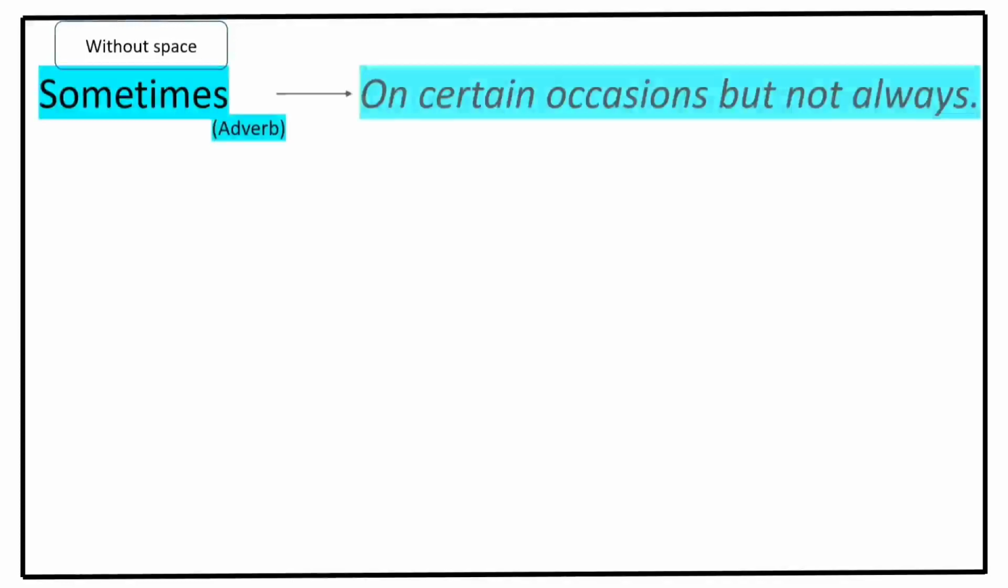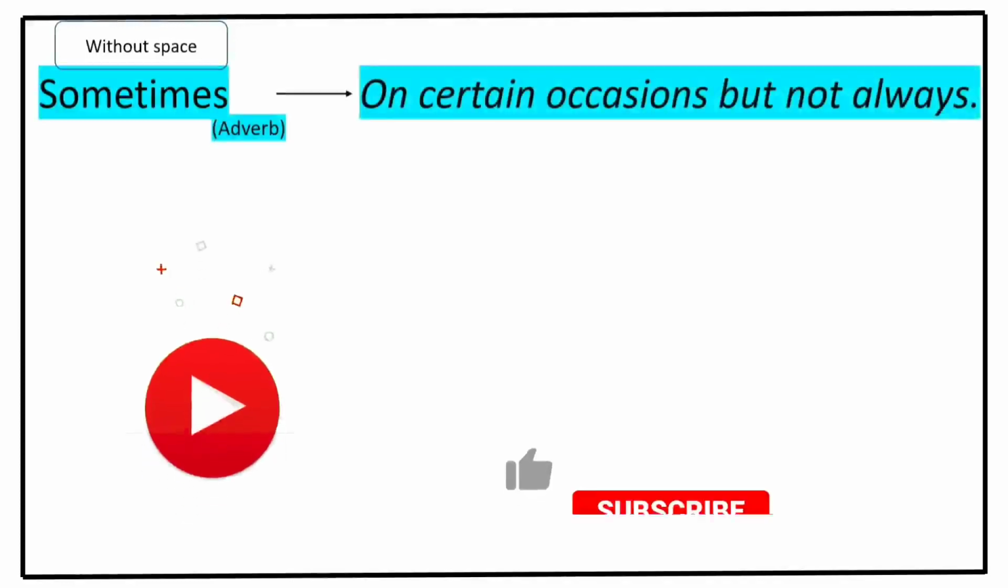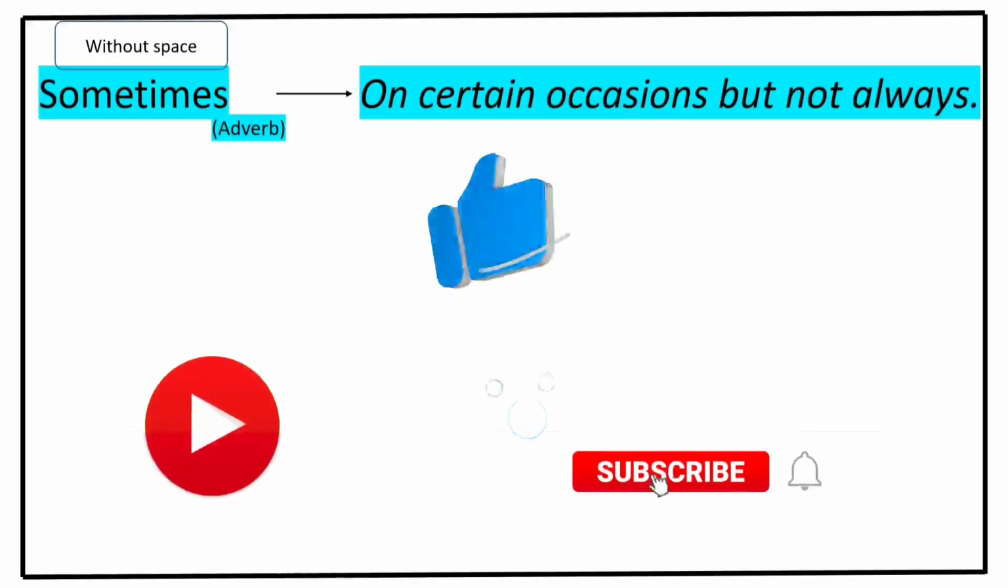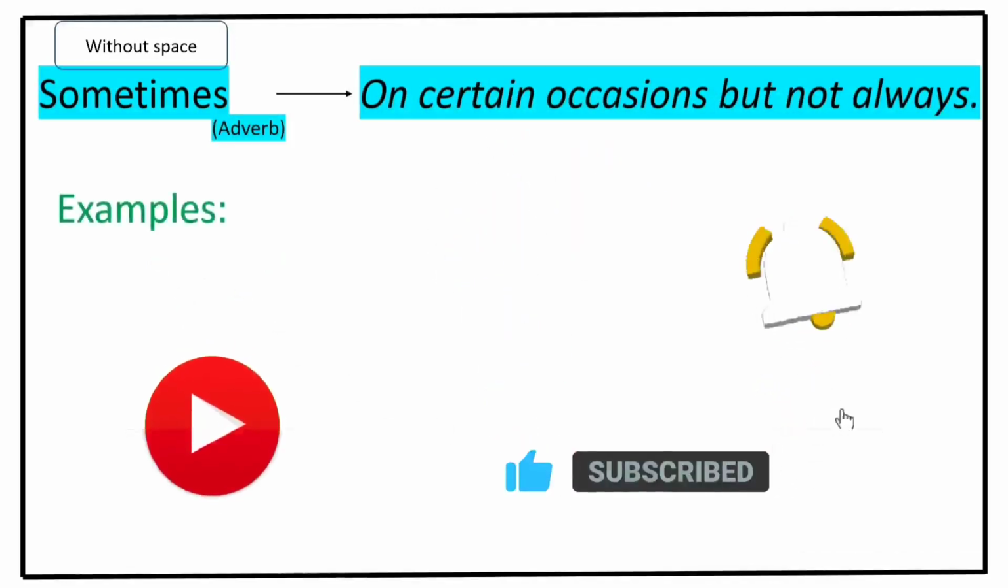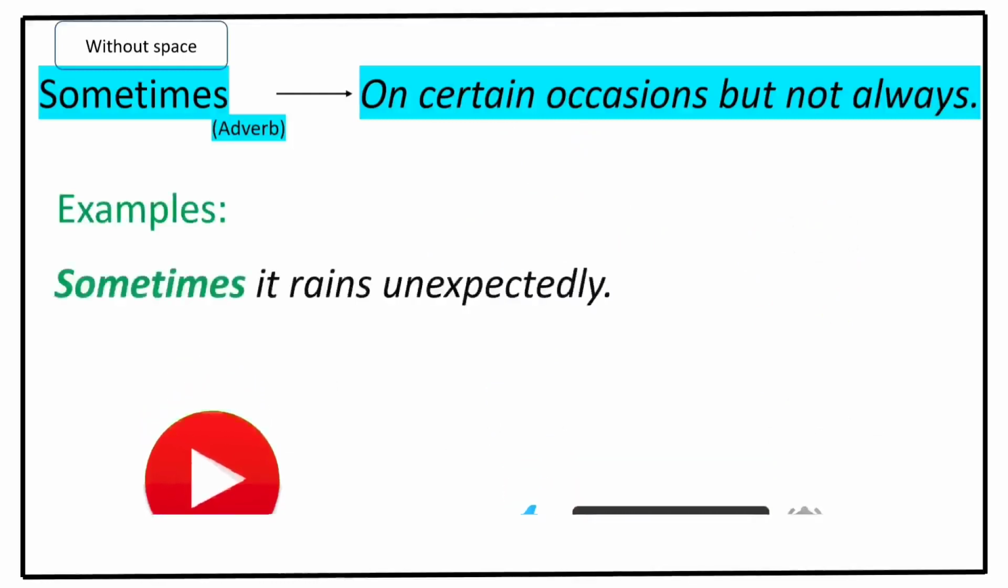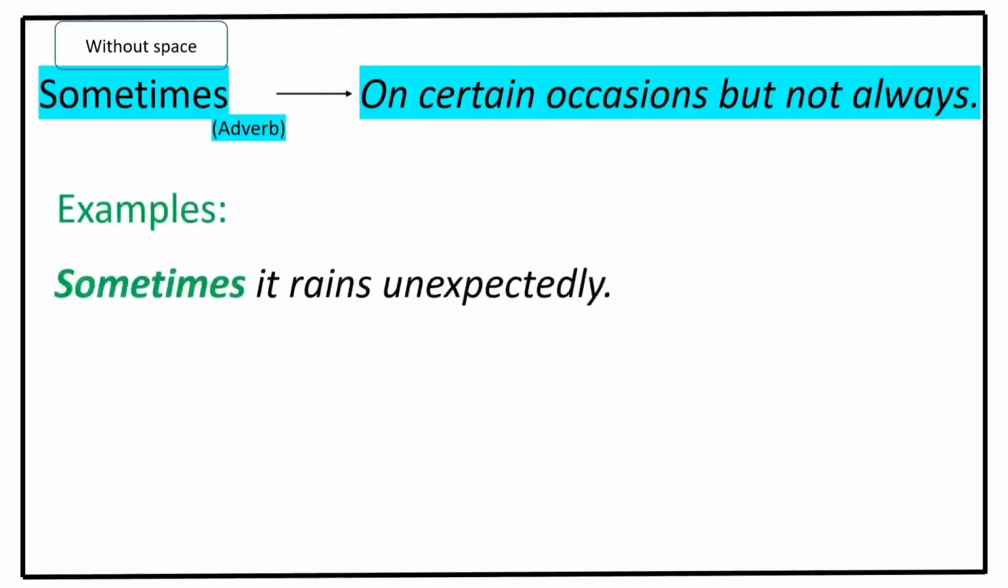Now, let's talk about "sometimes" without a space. It is a one-word adverb which means on certain occasions or now and then. To demonstrate, we have: Sometimes it rains unexpectedly. In this sentence, the word "sometimes" indicates that rain occurs occasionally. It suggests that the frequency of rain is not consistent.